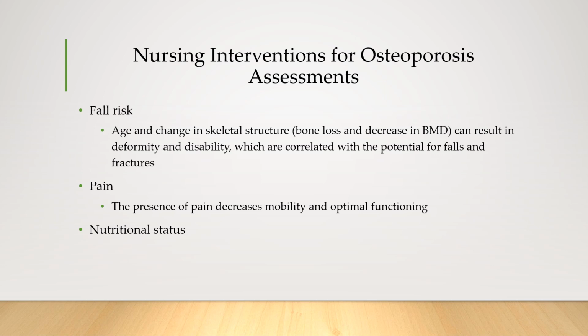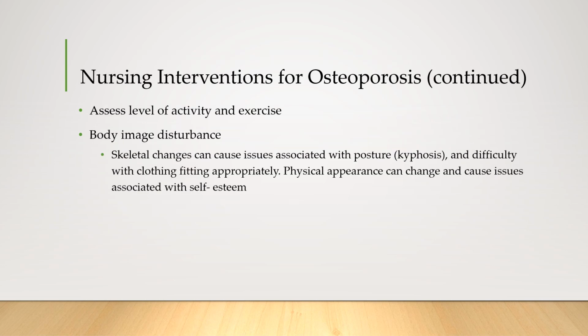We're going to assess pain. The presence of pain can decrease mobility and optimal functioning. We are going to assess nutritional status. We will assess the level of activity and exercise, and then body image disturbance. Skeletal changes can cause issues associated with posture, again, that kyphosis, and difficulty with clothing fitting appropriately. Physical appearance can change and cause issues associated with self-esteem.